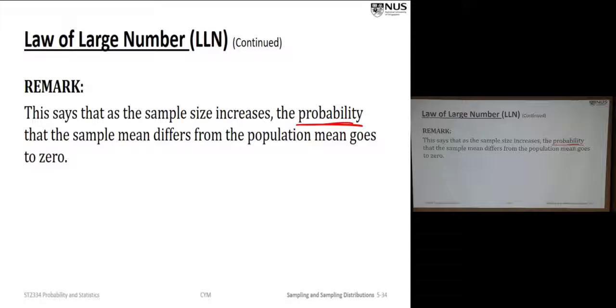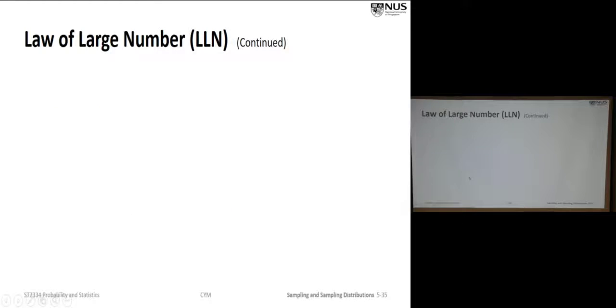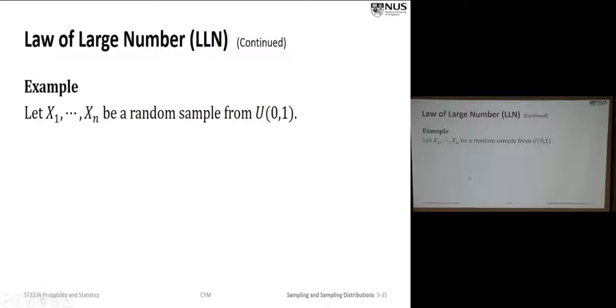We're talking about probability, so there's still a chance that the x bar will be outside this interval, outside mu plus epsilon and mu minus epsilon. So another way to look at it is that it is increasingly likely that x bar is close to mu as n gets larger and larger. That's what we interpret about the law of large numbers. So here is an example.